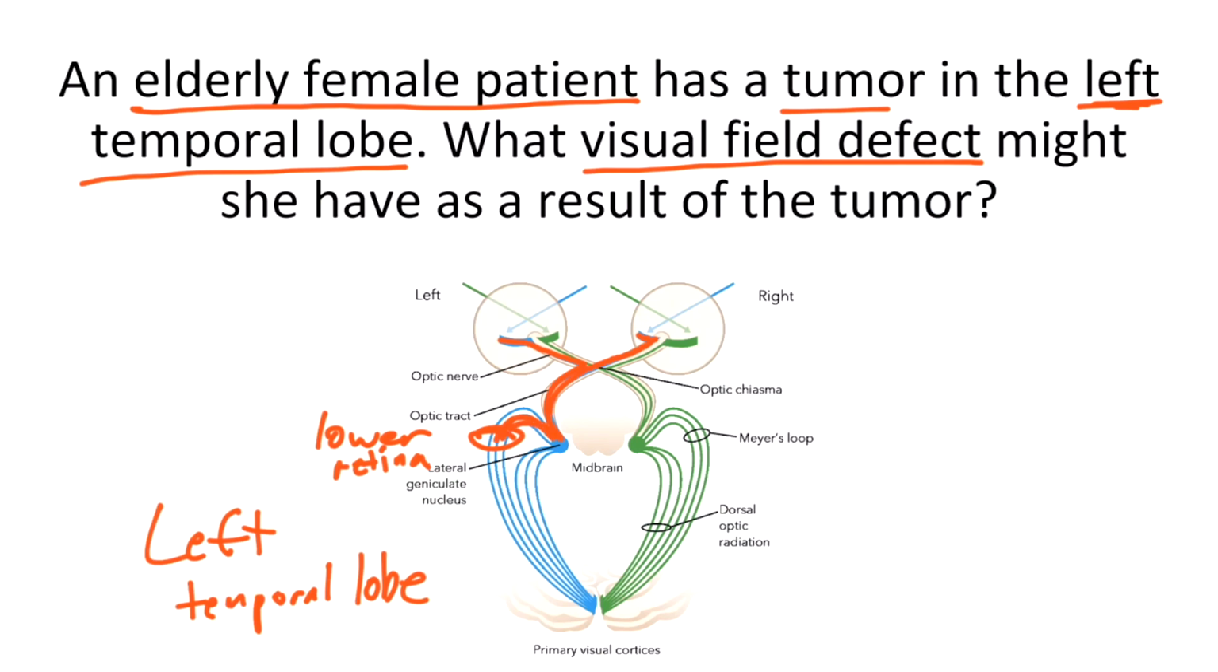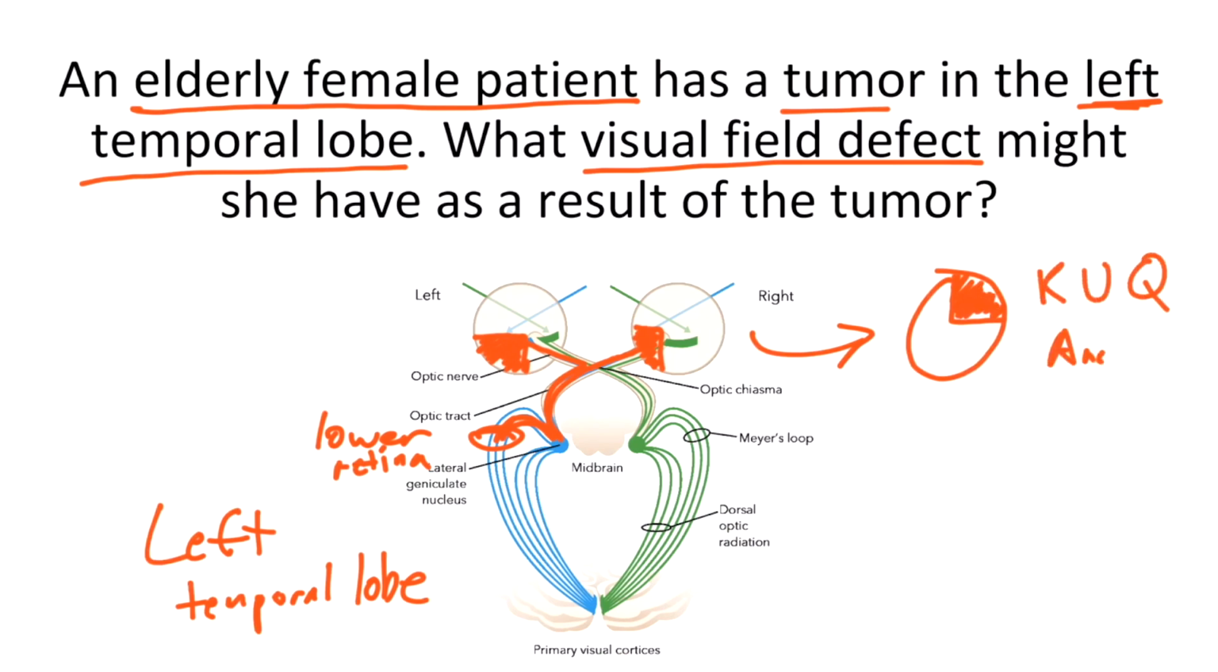So what would be the visual field defect if she lost the lower quadrant of each retina? Well, we just take that upside down and backwards, and the visual field defect would be the right upper quadrant. So this would be right upper quadrantanopsia.